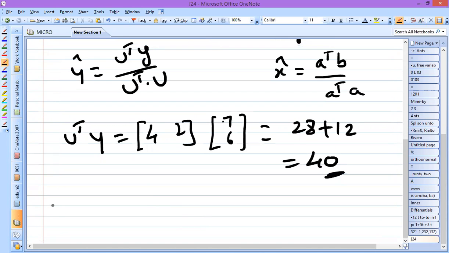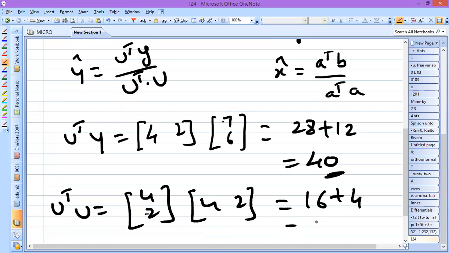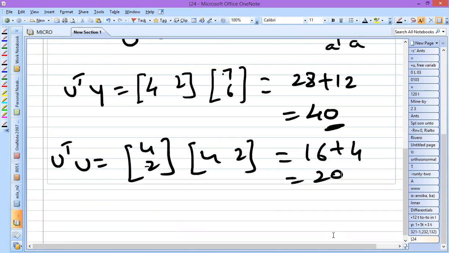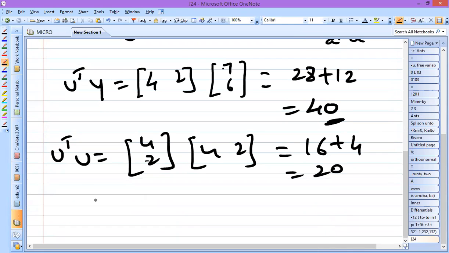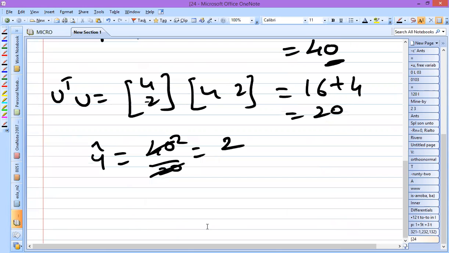Similarly, what about u transpose u? That is nothing but 4 2 multiplied with 4 2. 4 4s are 16, 2 2s are 4, so it is equal to 20. Once you get this, get y cap. So y cap is 40 by 20, that is equal to 2. y cap is 2.